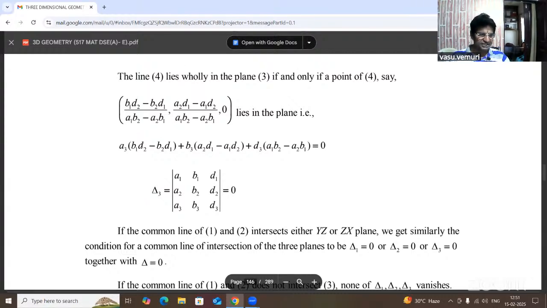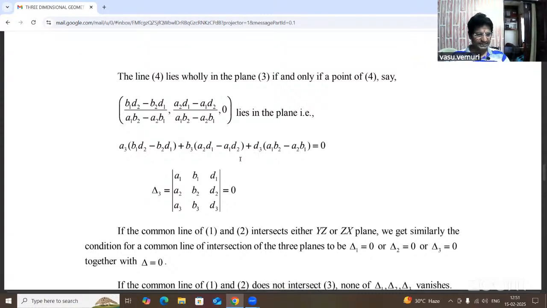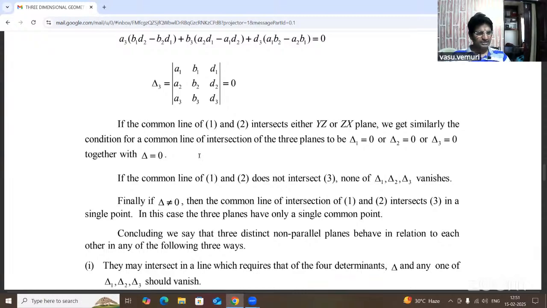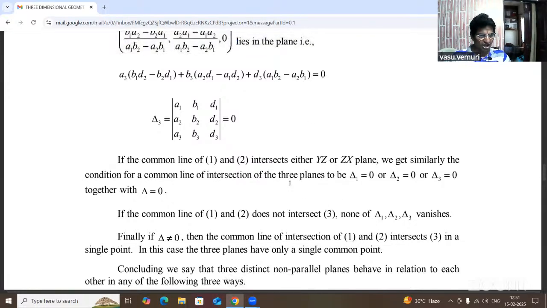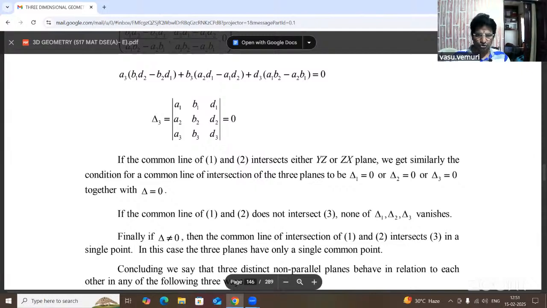We are getting the condition here after the determinant. So the determinant is 0. Now the common line of the first equation and second equation intersects either the YZ or ZX plane. Now, for the common line of intersection of the three planes, either delta 1 equal to 0 or delta 2 equal to 0 or delta 3 equal to 0, together with delta equal to 0. So the common line of the first and second equation does not intersect the third equation. So these three, delta 1, delta 2, delta 3, must vanish.